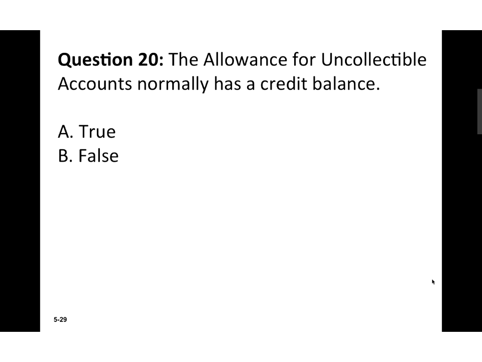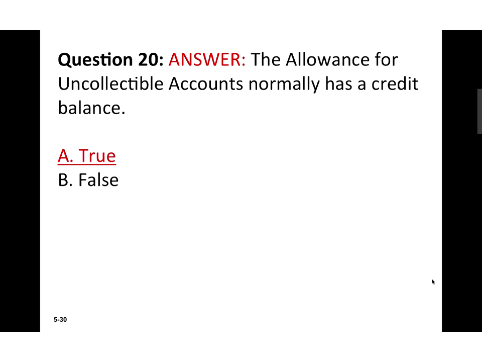Five seconds or so. Okay, and that's true. So we have accounts receivable, which is an asset and has a normal debit balance. The allowance account is a contra asset. It has a normal credit balance because it offsets the asset.